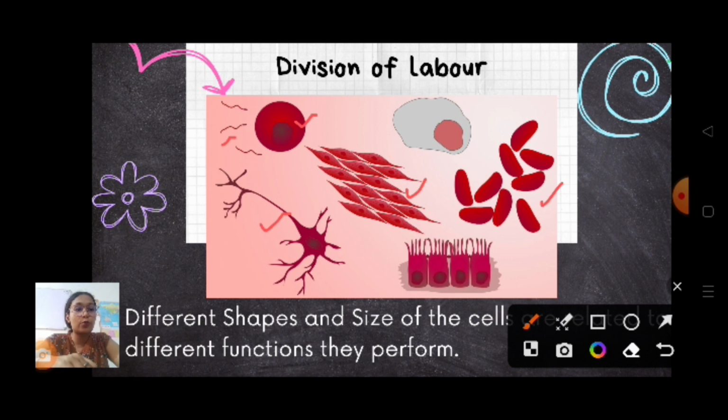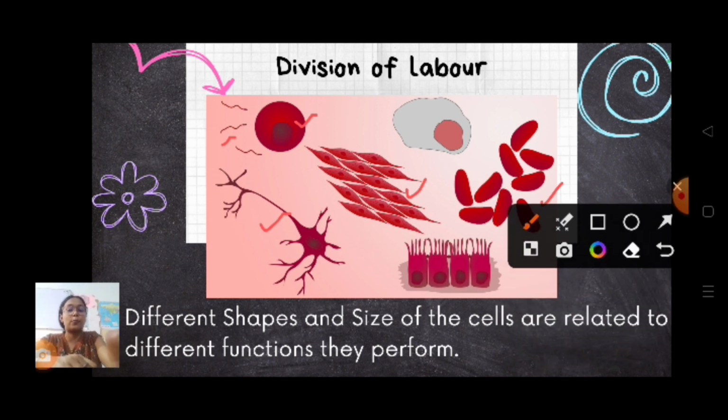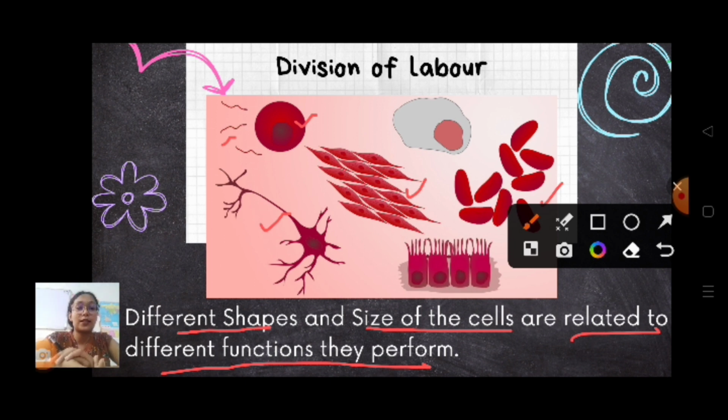Understanding? Look at this point. Different shapes and sizes of a cell are related to the different functions they perform. Why do they have different shapes and sizes? So that they can perform that particular function. For example, take the nerve cells. Why is it elongated? Because it has to carry nerve impulses to the brain. That's why it is elongated.